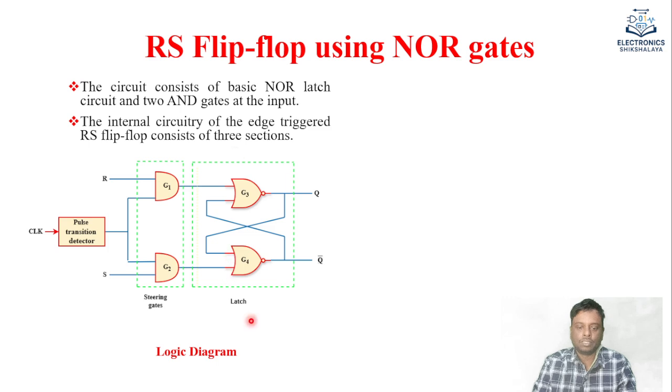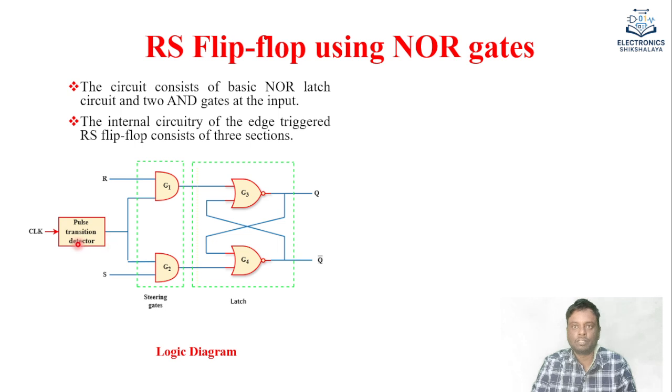This is the logic diagram of an RS flip-flop. You can see here that G3 and G4 form a latch. We are using this NOR based latch. Then we have the steering gates, G1 and G2. What is the use of steering gates? The steering gates are used to control the flow of data into the latches depending upon the clock and the inputs.